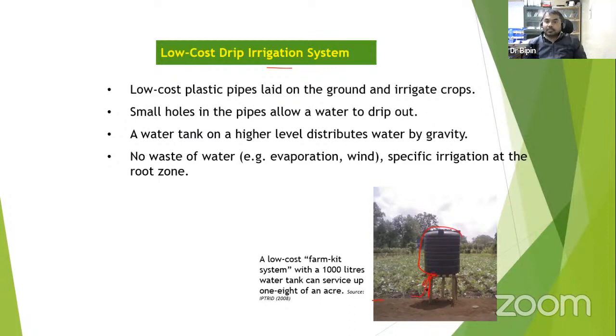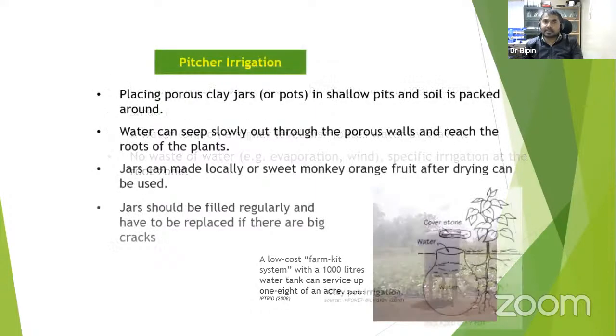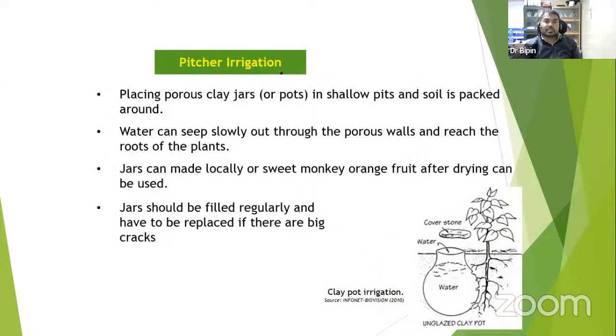Just because of the gravity, you are allowing the water to flow through that drip. So this is some manual irrigation system as a part of smaller, and this is one example of pitcher irrigation. Especially this is suitable for the tree crop and dryland area.